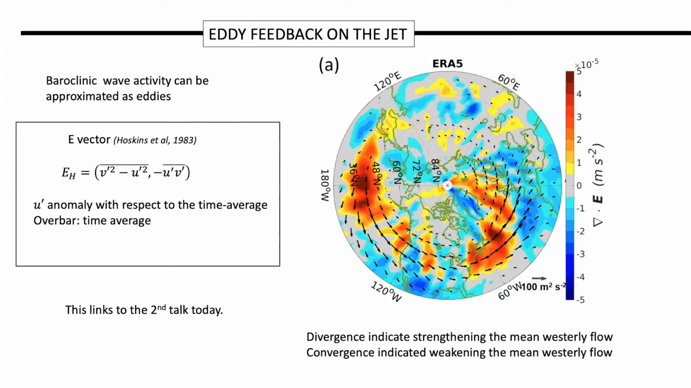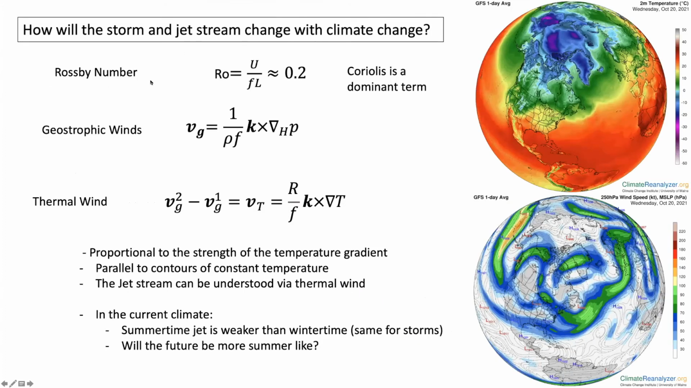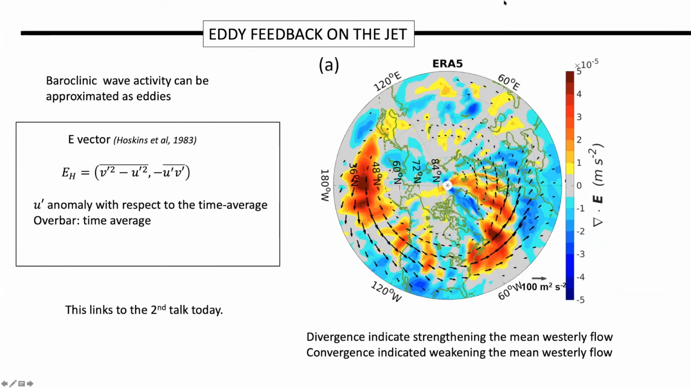The eddies themselves also feed back onto the jet, right? And so the baroclinic wave activity can be approximated as eddies, and then we can derive something that tells us about an acceleration of the flow due to the eddy terms. This is referred to as the E vector. So here we're plotting with the arrows the E vectors, and you can see they're strongest within these storm track regions. And then where we have divergence of the E vector, we're actually strengthening the mean westerly flow. And where we have convergence, that's where we're weakening the westerly flow.